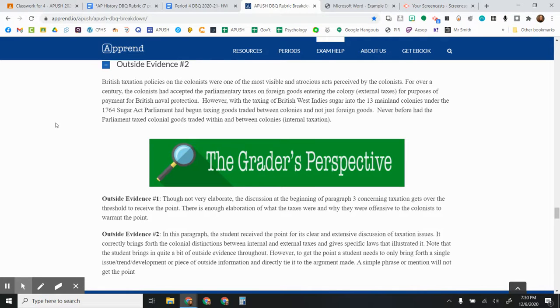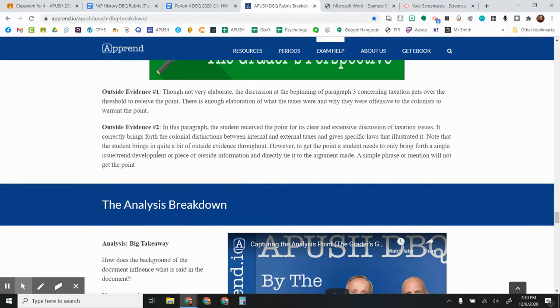British taxation policies on the colonists were one of the most visible and atrocious acts perceived by the colonists. Again, we're establishing, quantifying and qualifying this. For over a century, the colonists had accepted the parliamentary taxes on foreign goods, external, blah, blah, blah, Sugar Act, Parliament, internal taxation. Okay. It says in this paragraph, the student received the point for its clear and extensive discussion of taxation issues. It correctly brings forth the colonial distinctions between internal and external taxes, gives specific laws. There's your specific proper noun historical evidence.